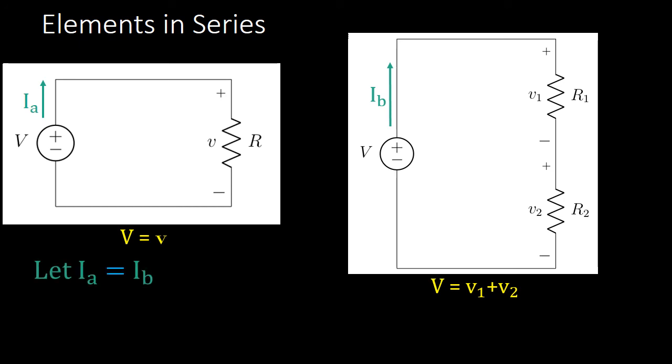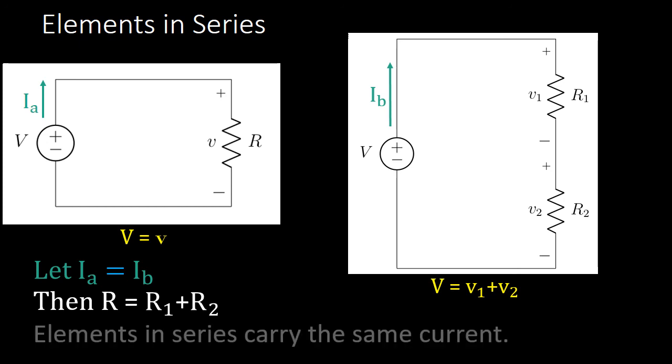Now, if we let IA equal IB, then it turns out that R, the resistor on the left, must be equal to the sum of the resistors on the right. They are equivalent. The other thing that's true is elements that are in series, like the two resistors on the right, are going to carry the same current. Elements are in series when they are joined together at a node, and there's nothing else at that same node. So let's mark the nodes to talk about this.